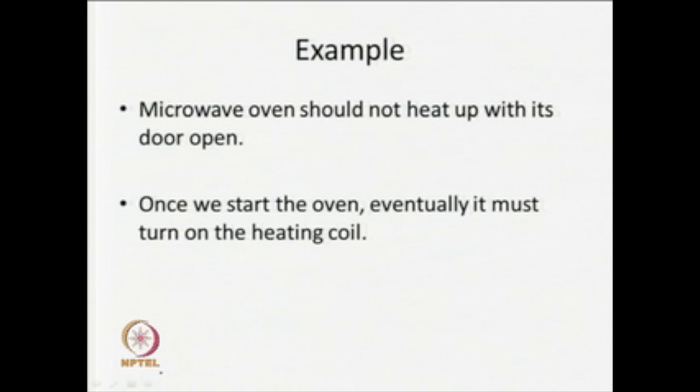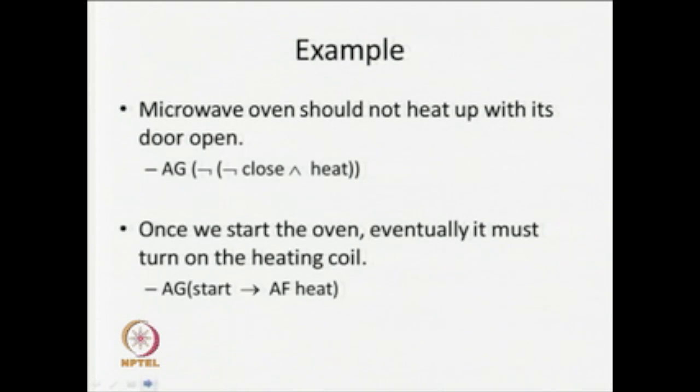Now, how are we going to check these things? We know that we are looking for CTL model checking. So, somehow we have to represent these two properties as CTL formulas. The first one is very simple. Basically, not of close and heat should not be true together. So, these two combinations, not close, that means door open, and heat, should not be true together. So, we put a negation in front of that, and it should hold globally. So, in all paths globally, this property must hold.